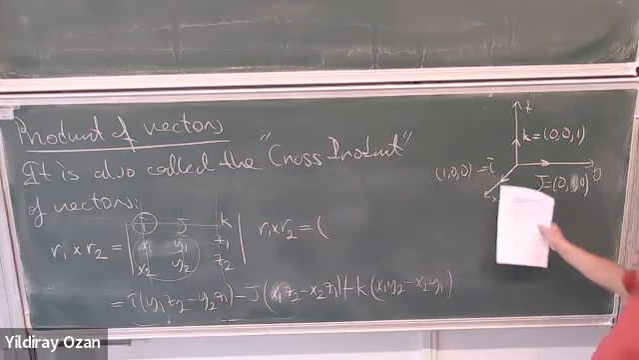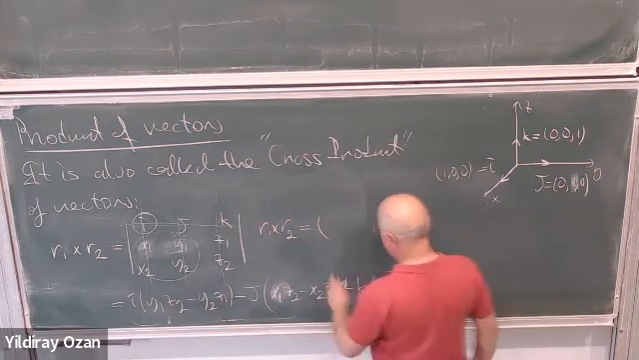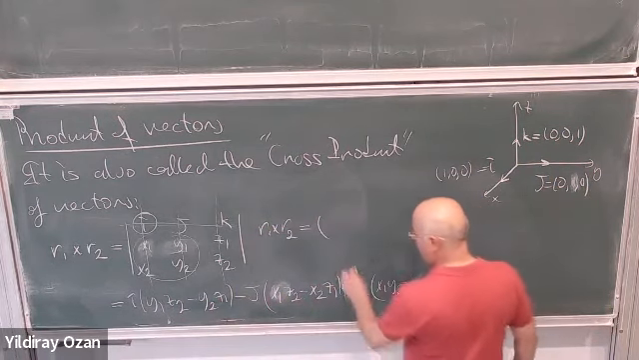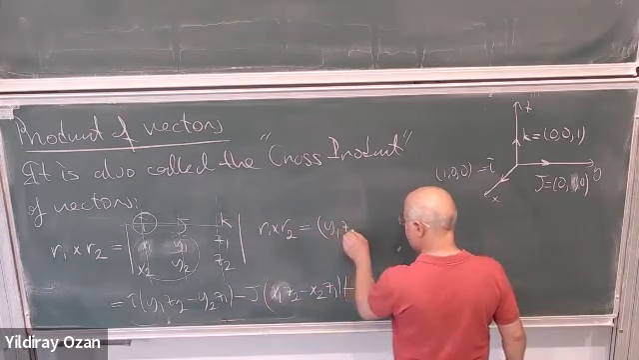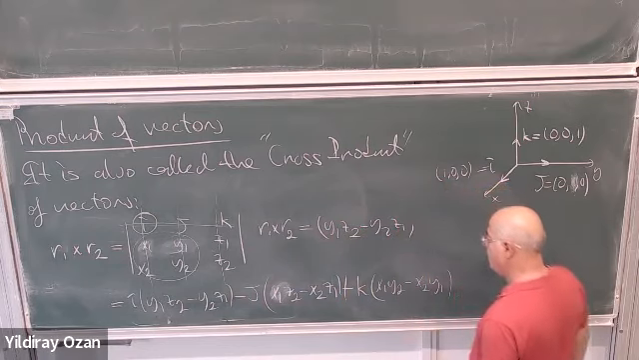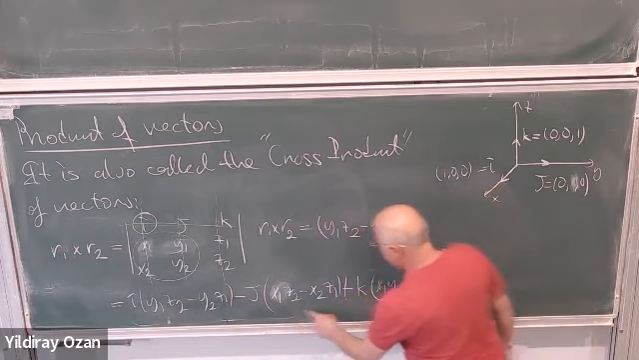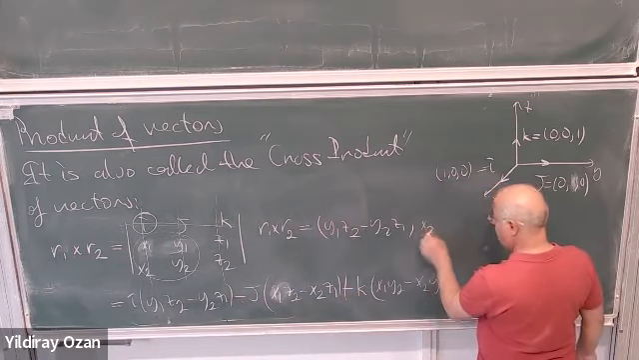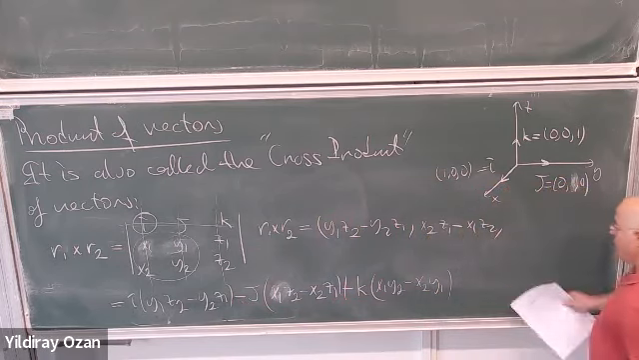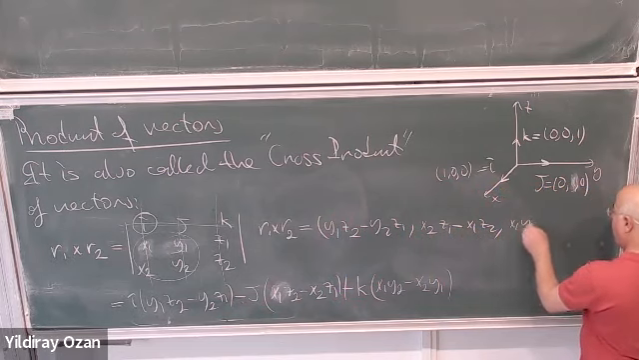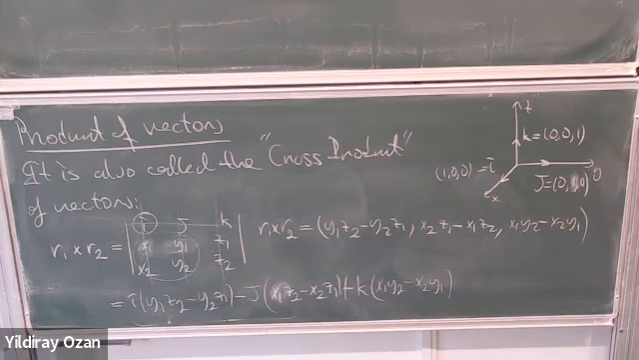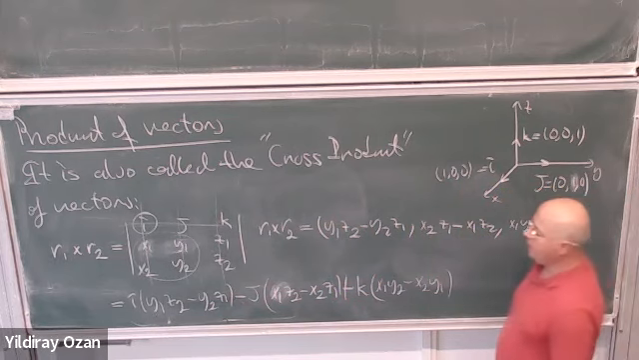The coefficient of i is Y1 Z2 minus Y2 Z1, and then I have a minus sign here, so it is X2 Z1 minus X1 Z2, and then X1 Y2 minus X2 Y1. The cross product is this, okay?